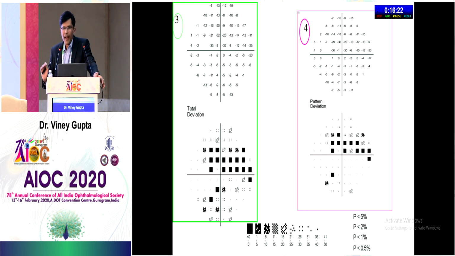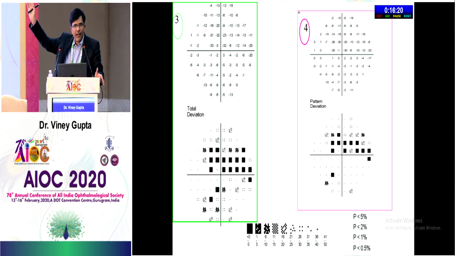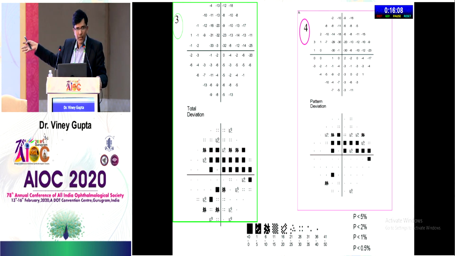Tell me, yaar. So the pattern deviation is basically derived from the total deviation, right? Total deviation takes into account how much it is deviating from the age-matched normals, right? Now from that, you then take out a pattern deviation. That means you look at what is the generalized loss, remove the generalized loss, and then you will get the localized effects. Okay? This is how the pattern deviation is derived from the total deviation. Okay? So this is the total deviation plot. This is the total deviation probability plot. That means it tells you the probability that these points are abnormal.